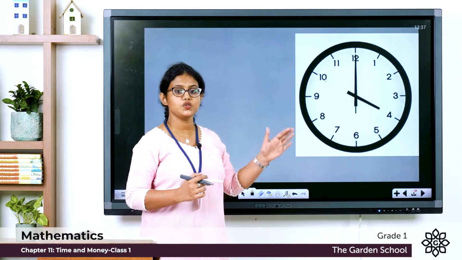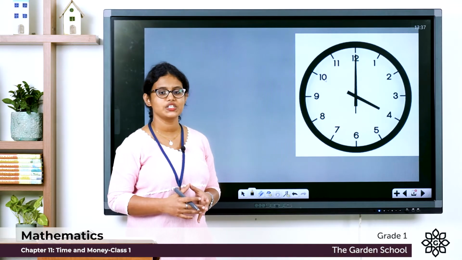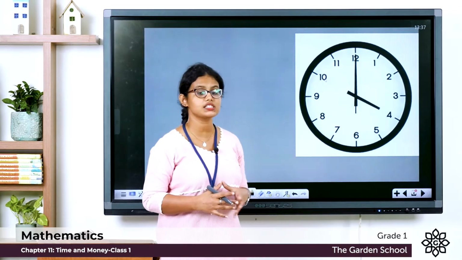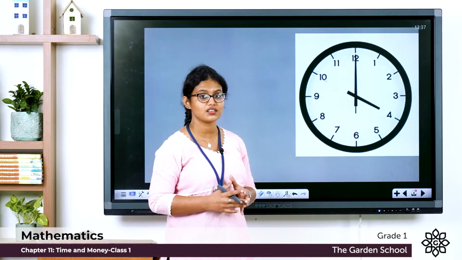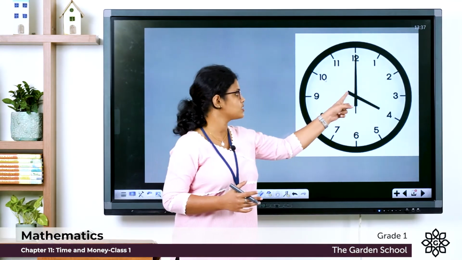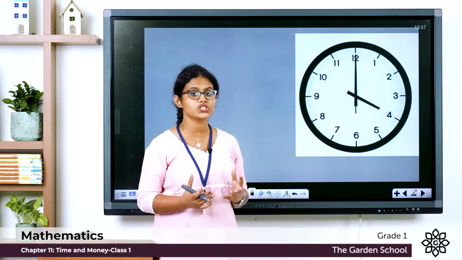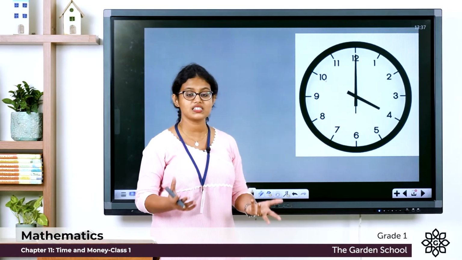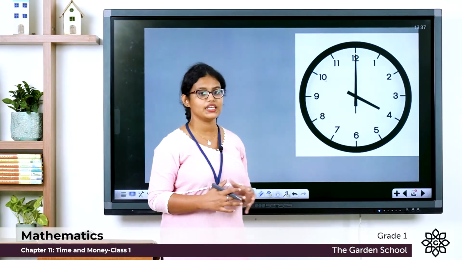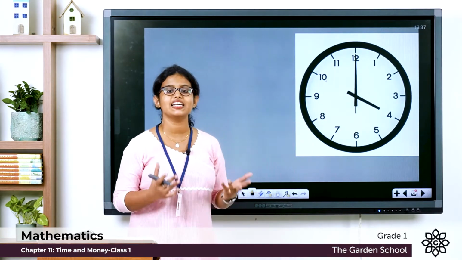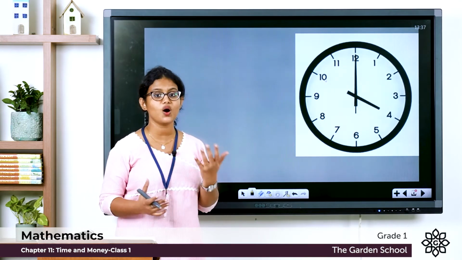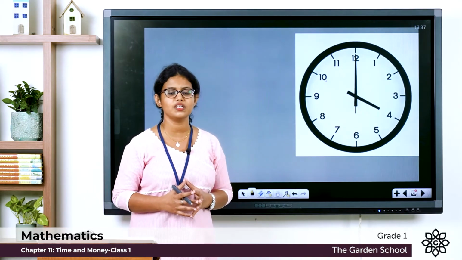Then, can you say what time is it? So, you can see the two hands, the hour hand and the minute hand. So, where is the hour hand? Which is the hour hand? The small hand. It points to which number? 4. Where is the minute hand? This is the minute hand. It points to 12. So, what time is it? It is 4 o'clock. So, did you all learn how to read the time in a clock?